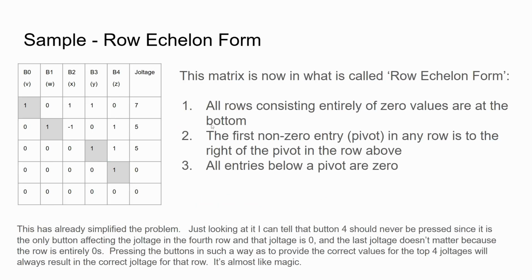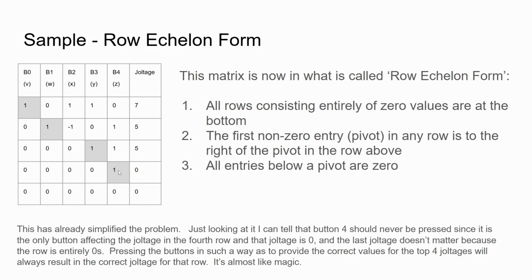So this is called row echelon form, where all rows consisting entirely of zeros are at the bottom. The first non-zero entry in each row is to the right of the pivot in the row above. So this one is to the right of this one, this one's to the right of all these, and this one's to the right of all these. And all entries below the pivot are 0. This method for doing this, I believe, is called Gaussian elimination.